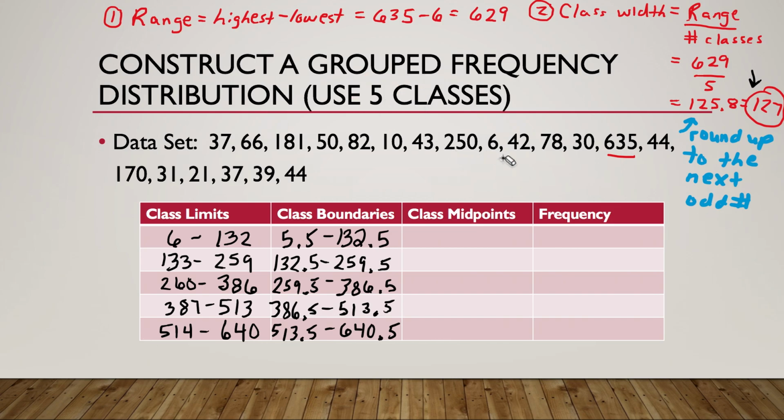For the midpoints, what we want to do is essentially find the middle number in each class. In order to do that, for the first class, I'm going to take the two numbers, the 6 and the 132, and average them. So I'm going to add them together and divide by 2. So 6 and 132 makes 138, divided by 2. 138 divided by 2 gives me 69.